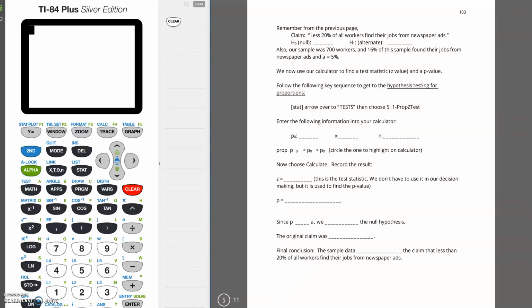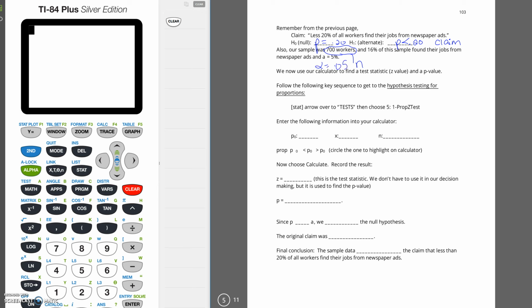So this is just reminding ourselves again, for our null, we had P equal to 0.20, and our alternate, P less than 0.20, and this is our claim. Our sample was 700 workers. That's going to be our N value, how many were taken in the sample. And 16% of the sample found their jobs from newspaper ads. And our alpha is 0.05.